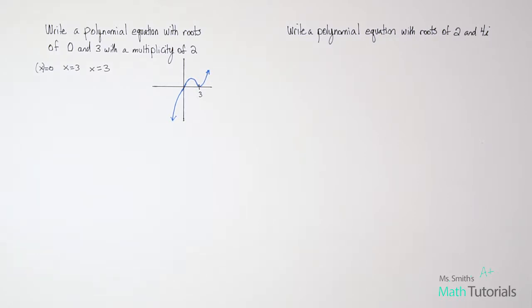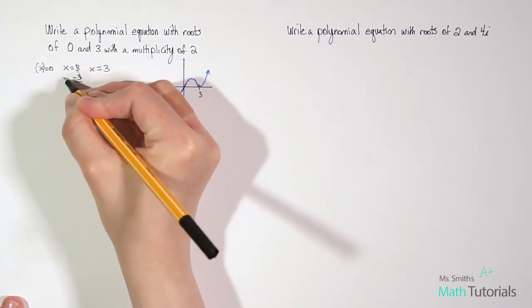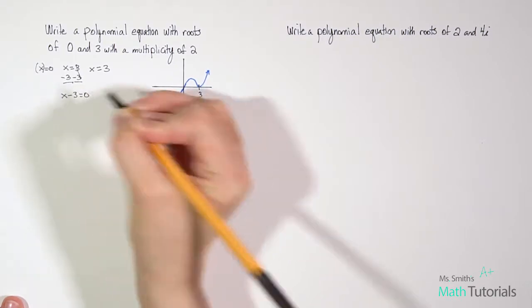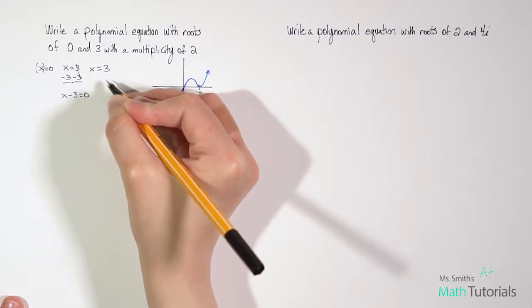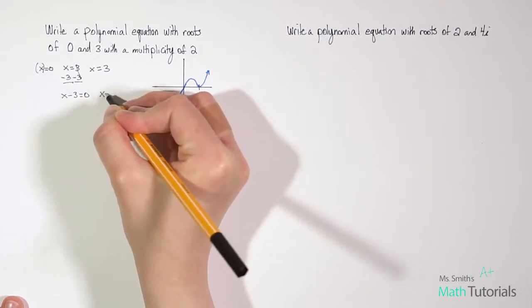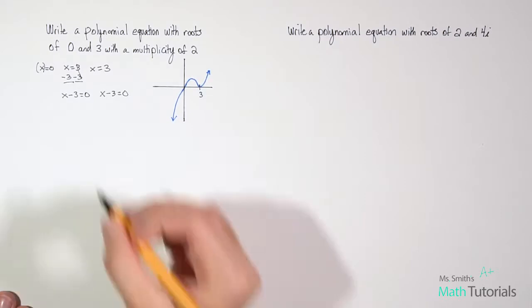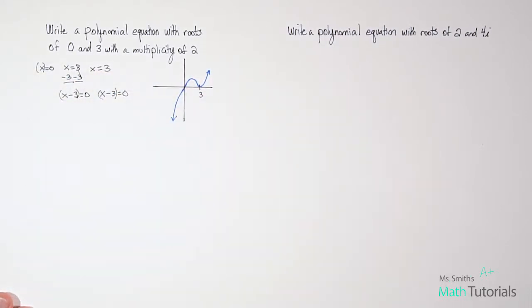Now for the other two, we do need to solve these for 0. So we would want to subtract 3 from both sides, and we get x minus 3 equals 0. Now here, I could do that step again, but isn't it just going to be the same thing, right? I just solved it there, so we know this one will also be x minus 3 equals 0. And so now we have our three factors. We have just plain x, we have x minus 3, and x minus 3 again. So now we can go on to step 3 and multiply these all together.